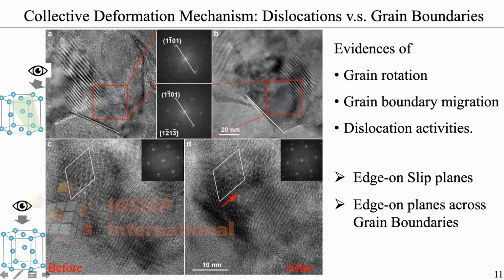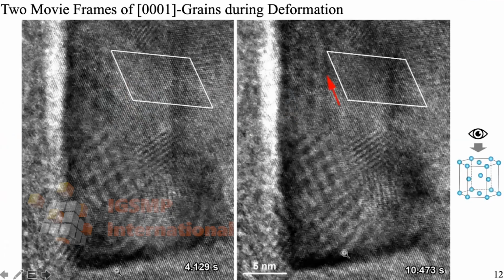Comparing the before and after imaging, we're also showing you more edge-on slip systems and more edge-on planes across the grain boundaries. And here is another movie frame tracking one particular grain, just to see how the dislocations move through the grains. And you can see one of the slip systems, one of the slip planes, was edge-on, it wasn't changing much during deformation.